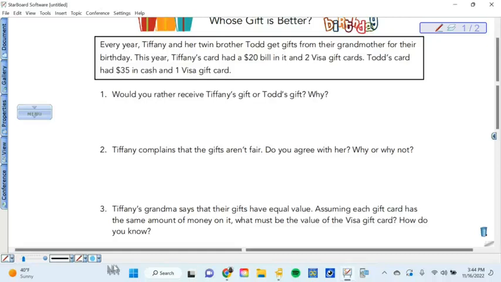Who would rather receive Tiffany's gift? Both. Who would rather get Todd's gift? Why? I already told you my reason.